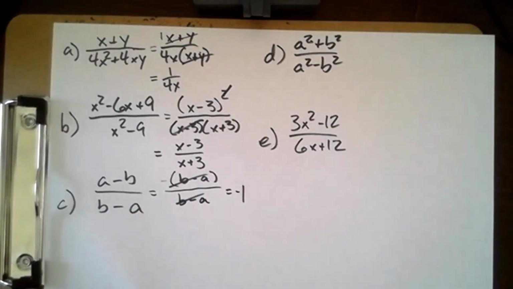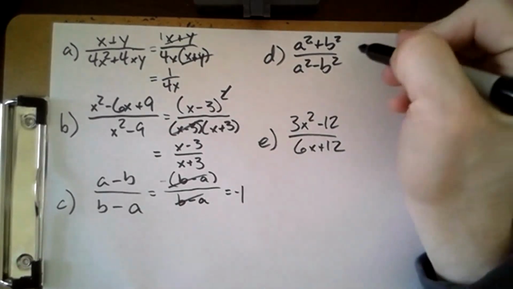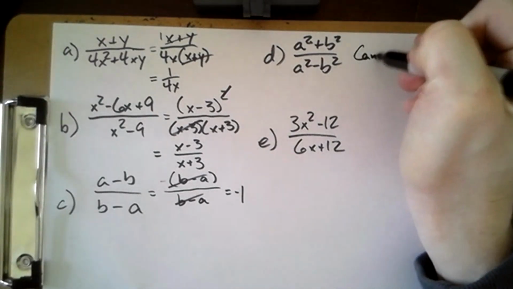D, we've got a squared plus b squared over a squared minus b squared. We can factor the denominator, but we can't factor the numerator. We can't factor a sum of squares, only a difference of squares. Since we can't factor the numerator, this can't be simplified. We can leave it like this.